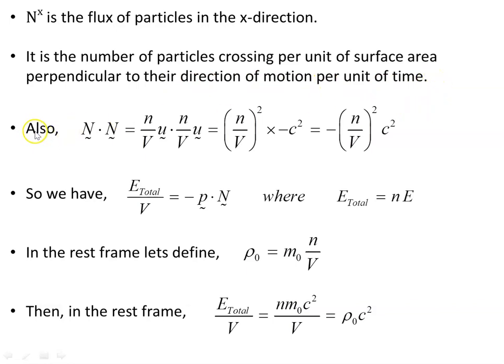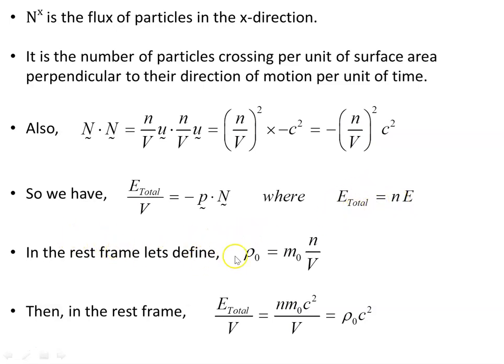Just another thing about the number density 4-vector is N dot N, the inner product with itself, is n on v times U dot n on v times U. U dot U is of course minus c squared, and we end up with n over v all squared, and the minus here from the U dot U is minus c squared, so we get minus n on v all squared times c squared. So we have that the total energy over volume, or the energy density, is minus P dot N, where the E total is just n times the energy of any one of the particles. They're all identical particles, so the energy of one times the number of particles gives us the total energy.